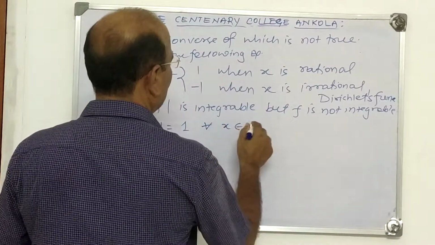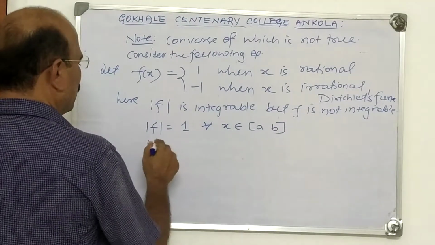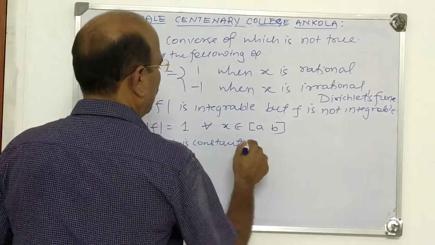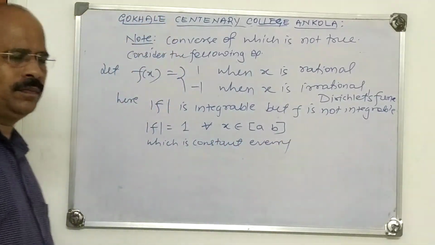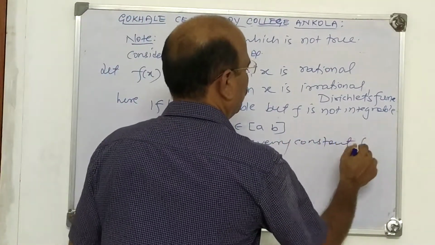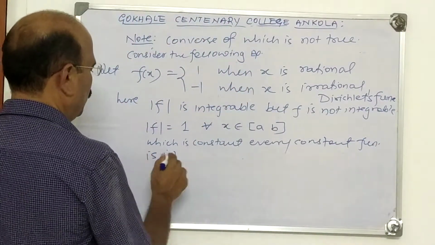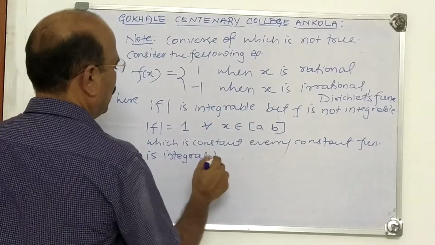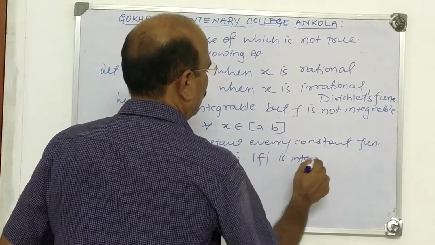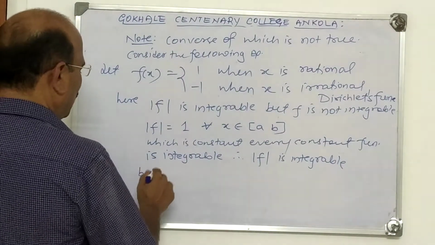For all x belonging to AB, where we consider AB as any closed interval, it is constant. Every constant function is integrable. We have already proved this. Therefore, mod f is integrable. But f of x is not integrable.